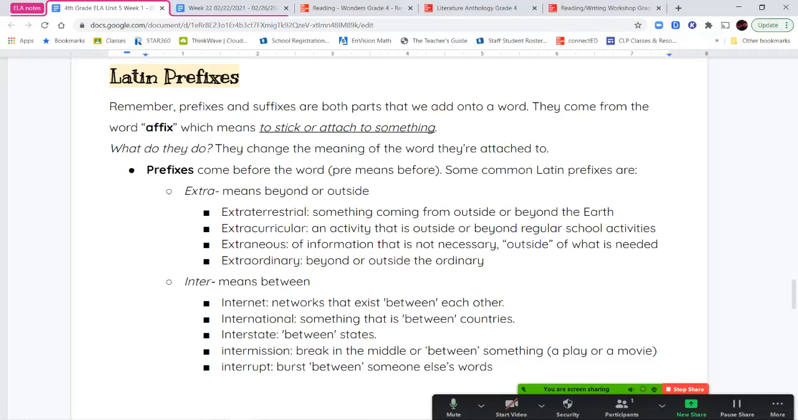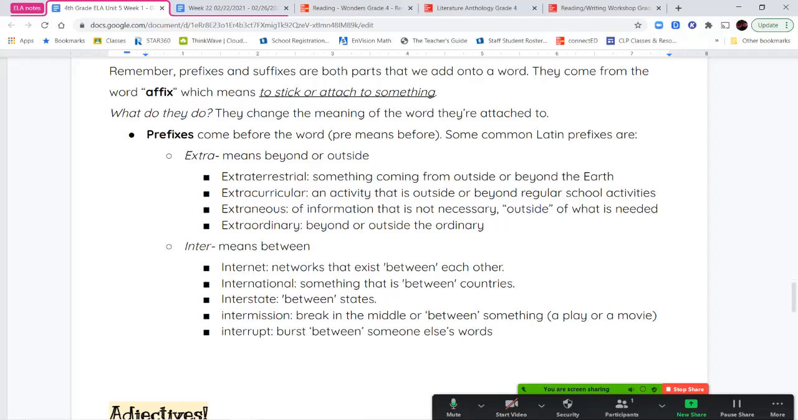An intermission is a break in the middle or in between something. So if you're watching a play or a movie, sometimes they'll have an intermission, which is like a break time in between where people might go get snacks or they might go to the restroom or whatever. Now the word interrupt also uses the same prefix. So interrupt means to burst between someone else's words, right? You're coming in between, they're talking, and you're saying your words in between the words that they're saying.